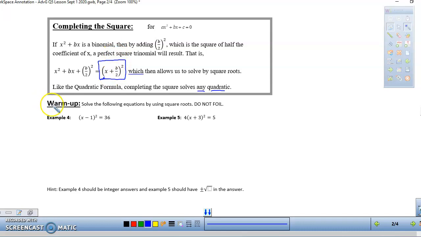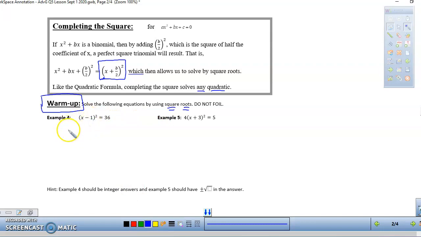Okay, but as a warm-up, before we do completing the square, you are going to solve the following examples using square roots. So these look funny, but I will just give you the hint, you are not going to FOIL because this is already in a squared form, which means that I can square root both sides. Okay, so I'll do the first one with you and then I'll have time for you to try the second one.